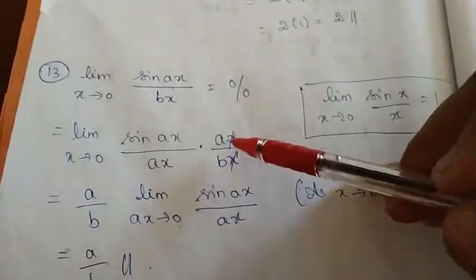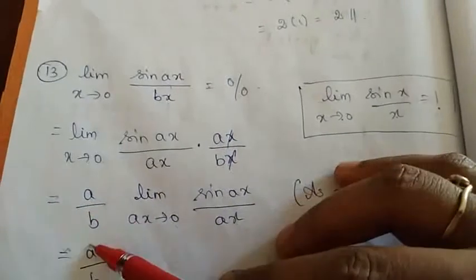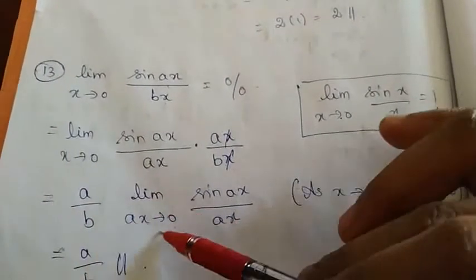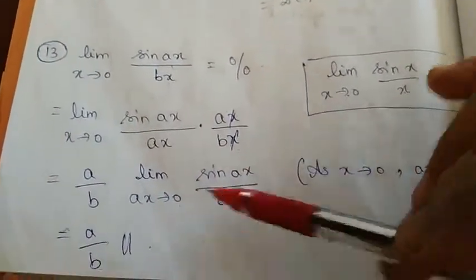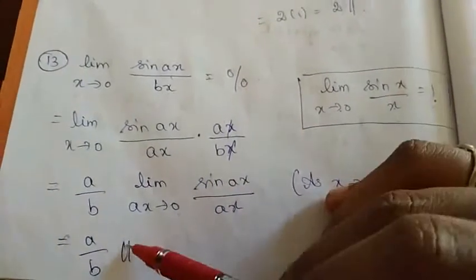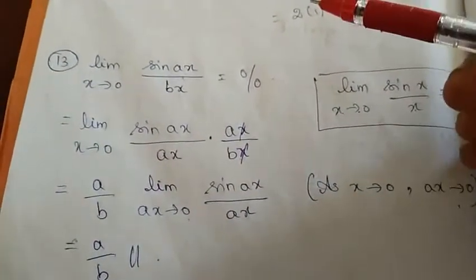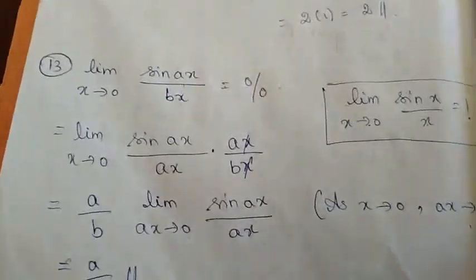Okay, and this x and x will get cancelled. So this has become a by b as a constant. Now we got limit ax tends to 0, sin ax by ax, which is nothing but 1. So the answer is a by b. Okay, hope you got it. And we have seen many problems like this.